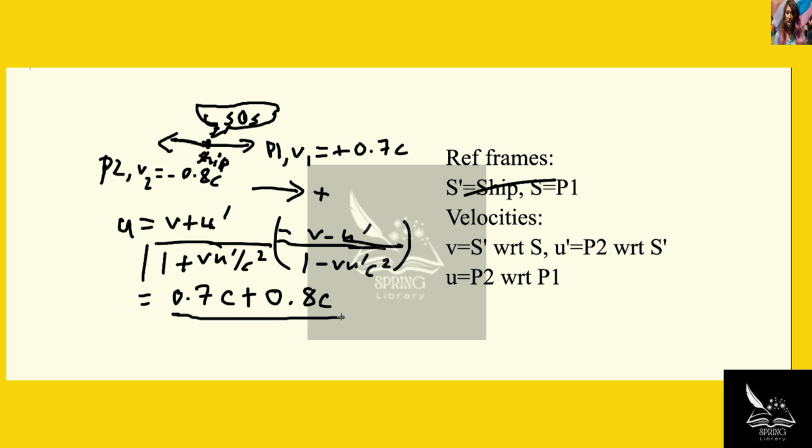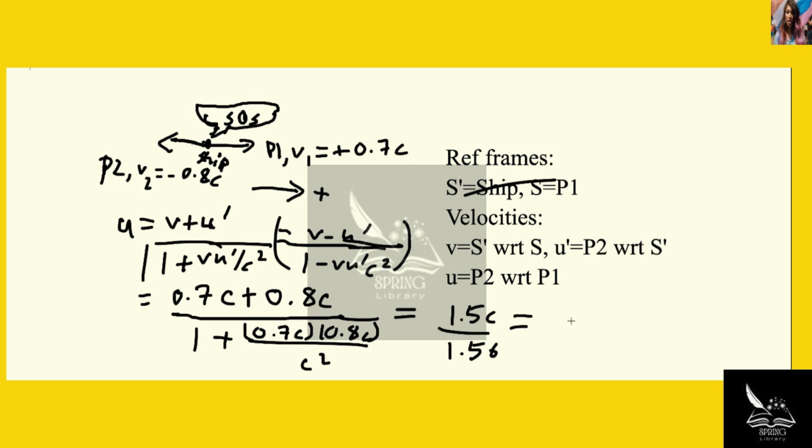Then divide that by 1 plus 0.7 c times 0.8 c over c squared. And so this gives you 1.5 c over 1.56, and that is 0.962 times the speed of light. And that's it.